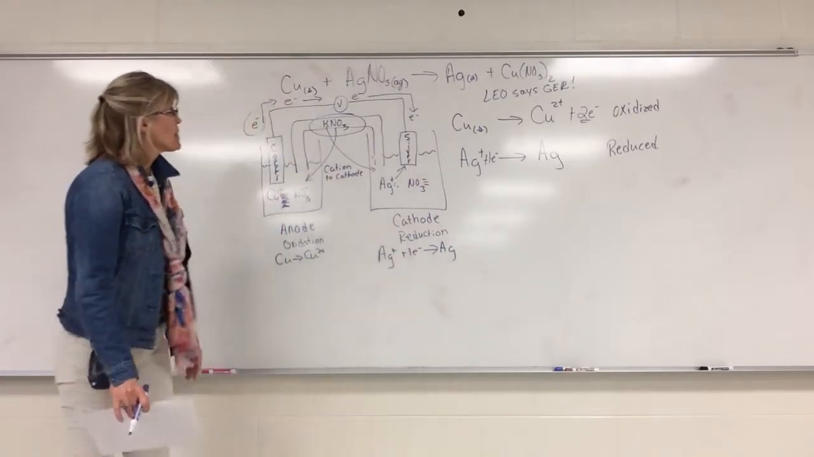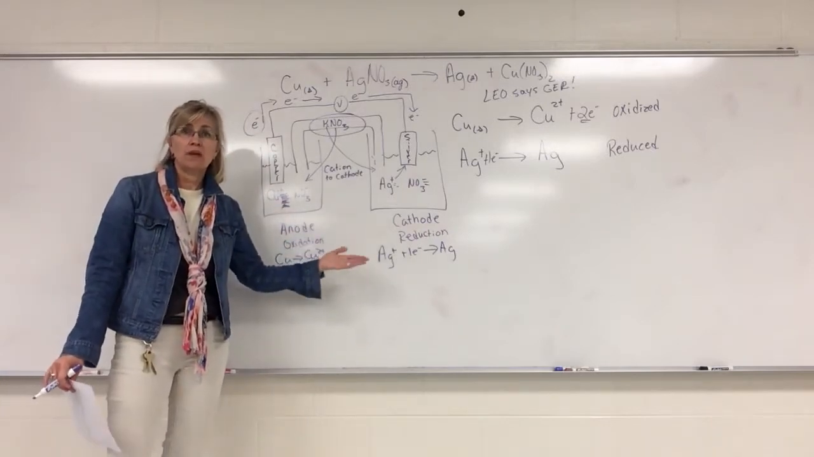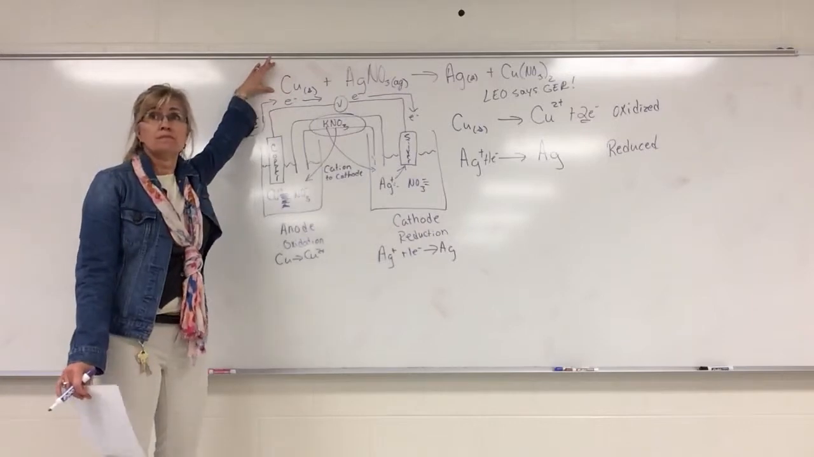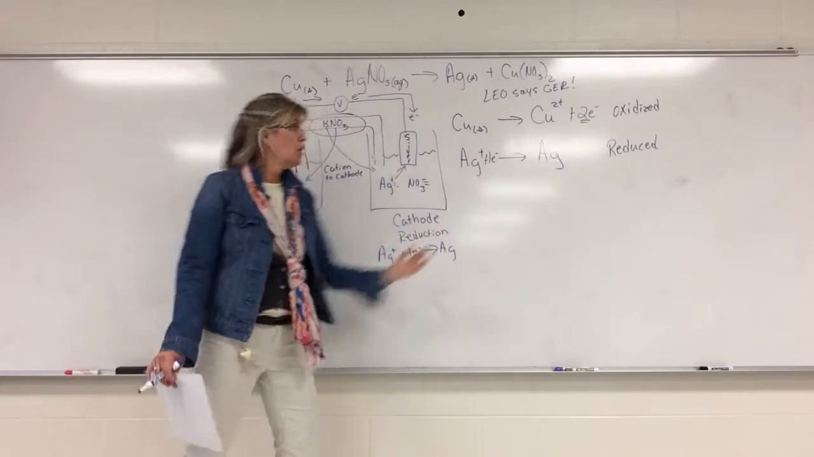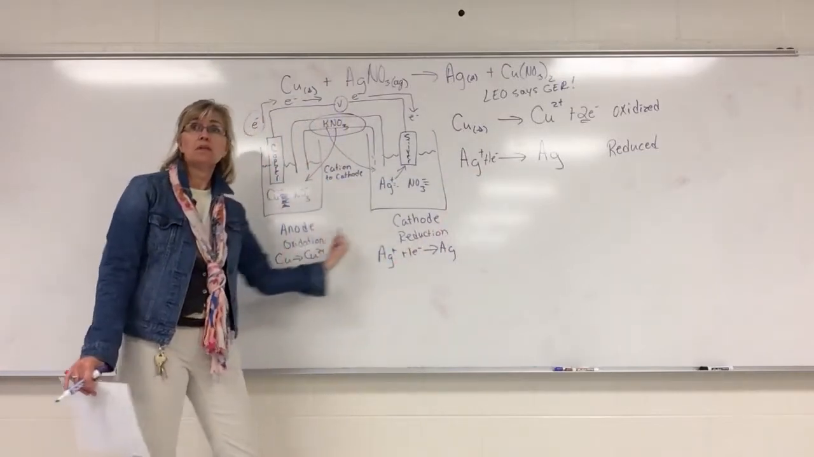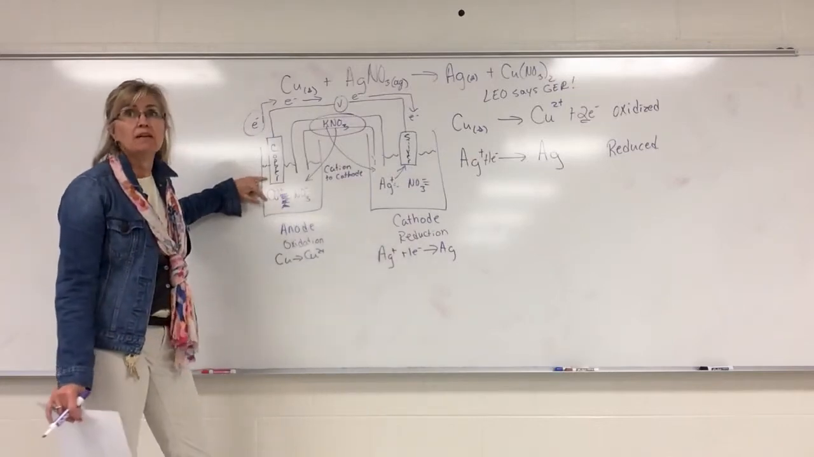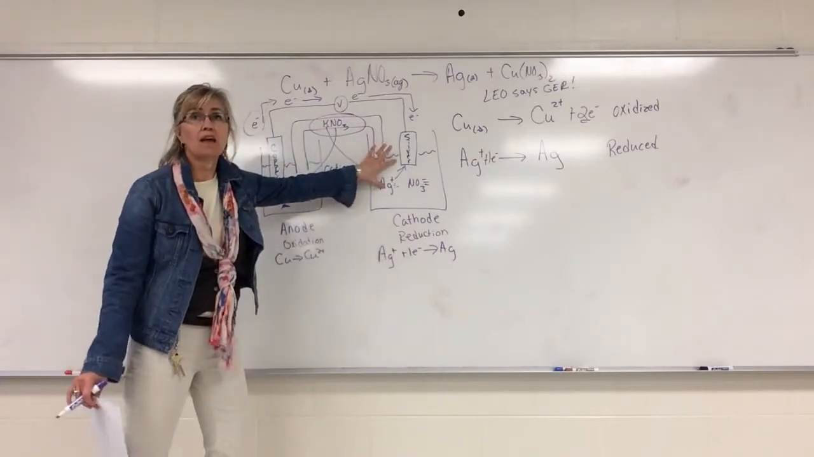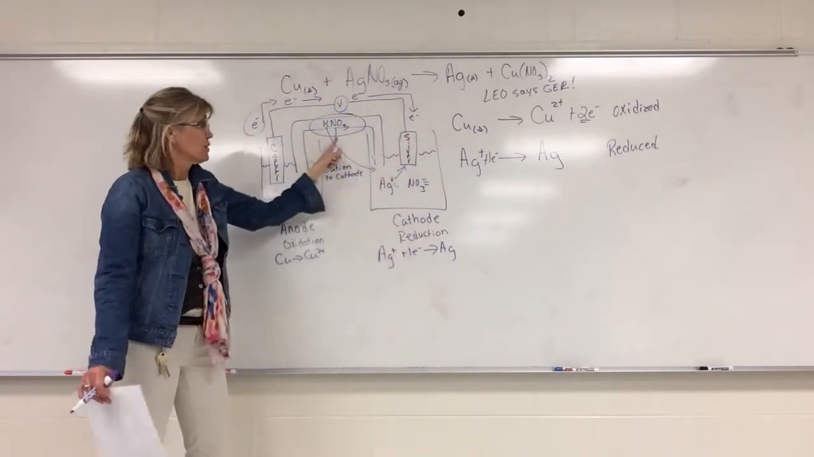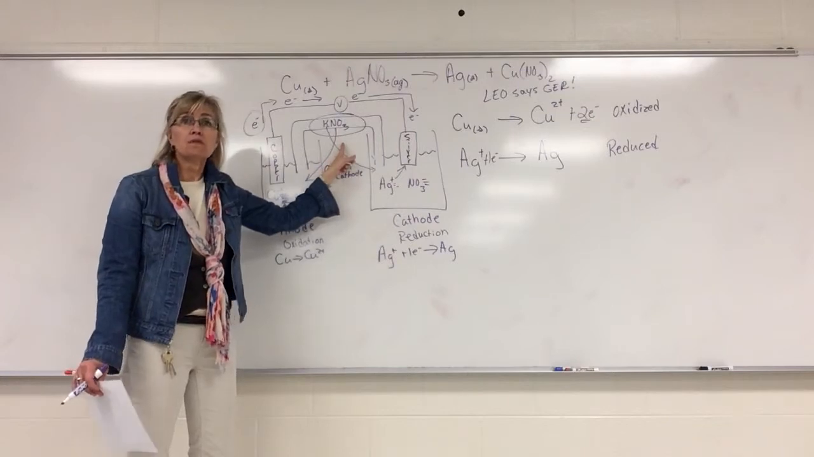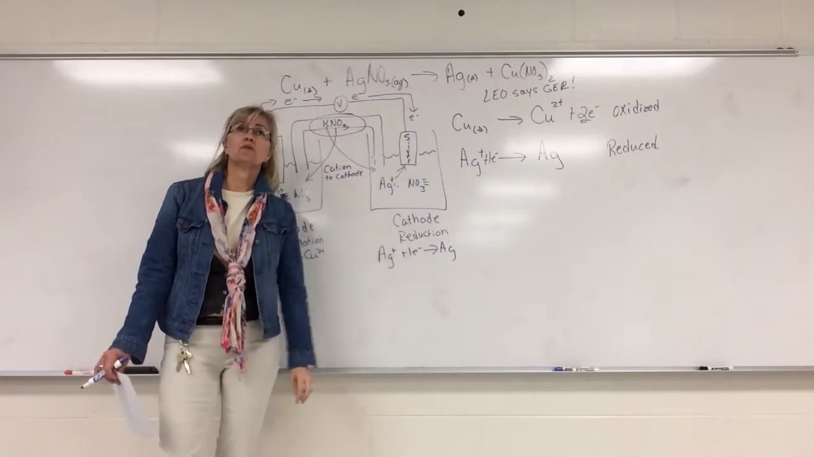So this is how a galvanic cell works. You start with a reaction. You determine what is oxidized and reduced. From that, you determine what goes in the anode compartment and the cathode. All right, and labeling what is in the anode, labeling what is in the cathode, the direction the electrons flow, the salt bridge, the purpose of the salt bridge, and the directions the ions of the salt bridge will flow.